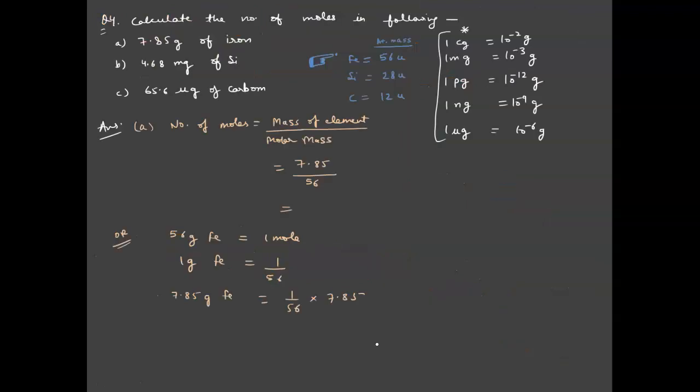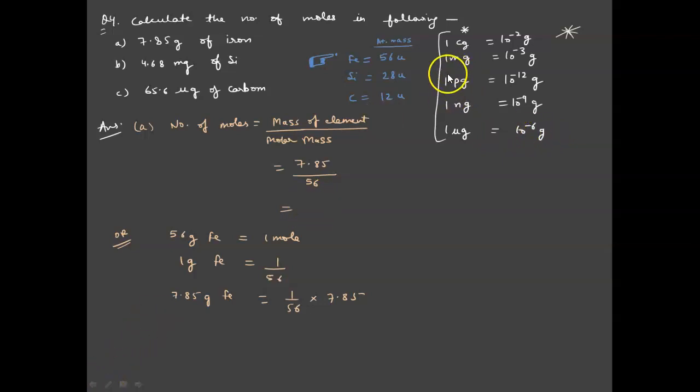Now the next question: calculate the number of moles in the following. 7.85 gram of iron. Here is some info for you all. Centi, we use 10 to the power minus 2. For milli, we use 10 to the power minus 3. Pico, 10 to the power minus 12. Nano, 10 to the power minus 9. Micro, 10 to the power minus 6.